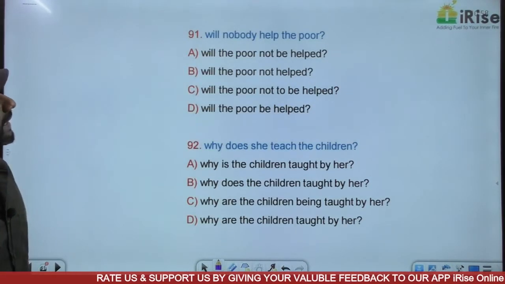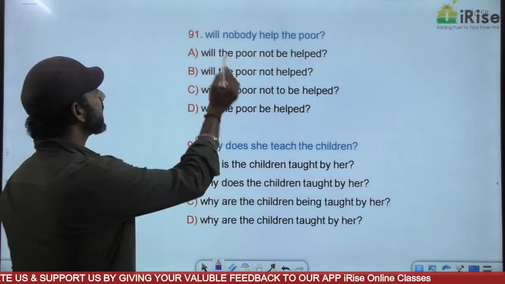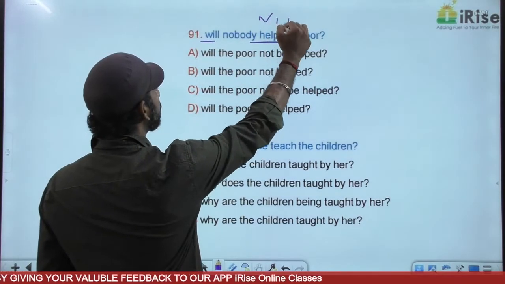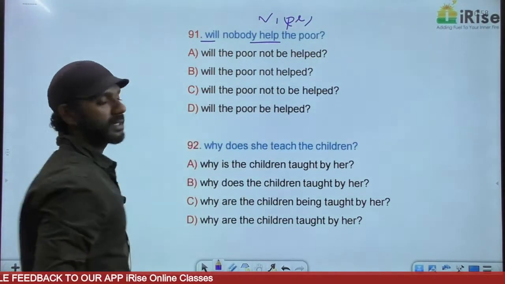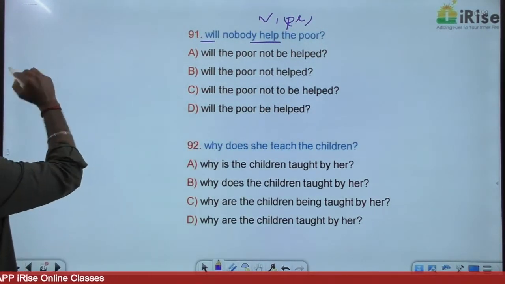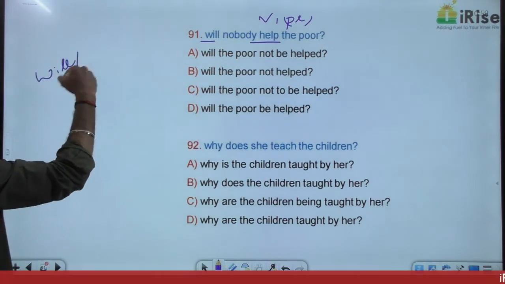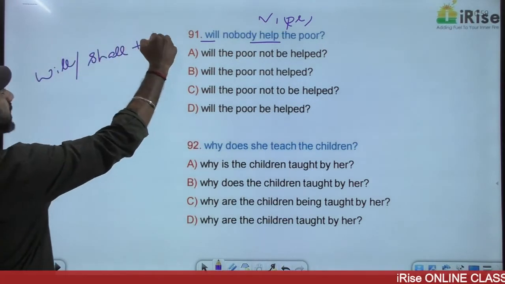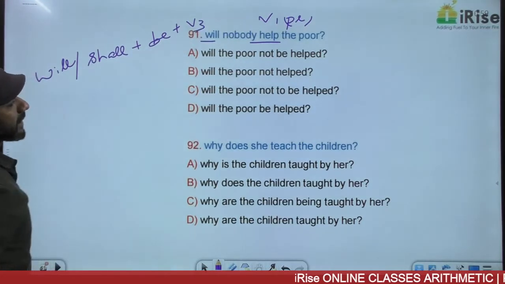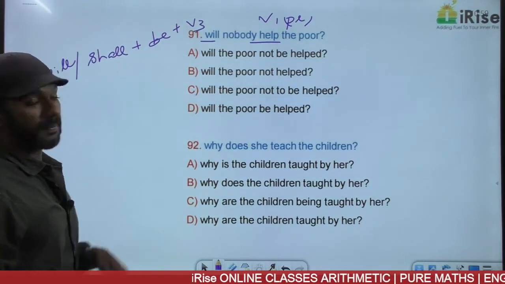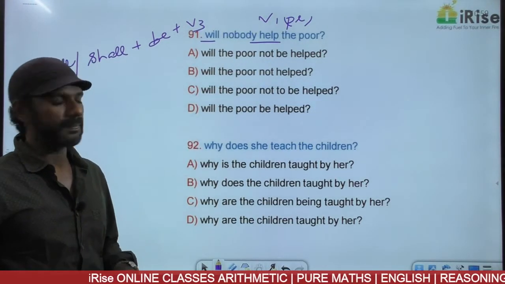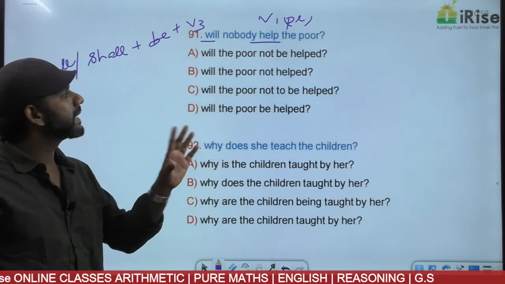Will nobody help the poor? Will nobody help is will plus V1 plural, simple future in the active voice. In the passive voice, it must be in the structure will or shall plus be plus V3. Fine. Now come to option A. Understand the meaning should remain the same. The question is, will nobody help the poor?